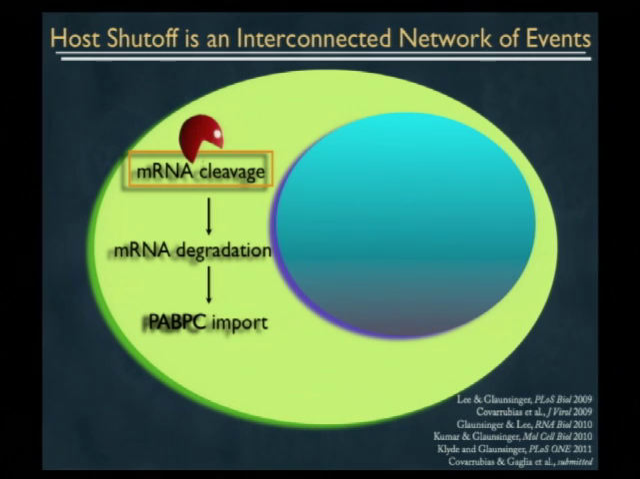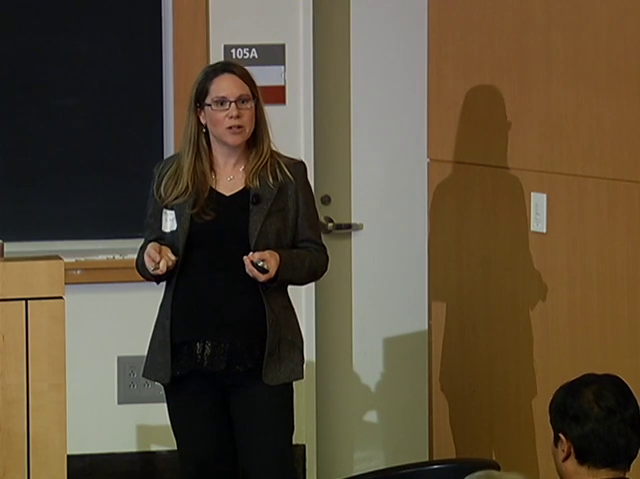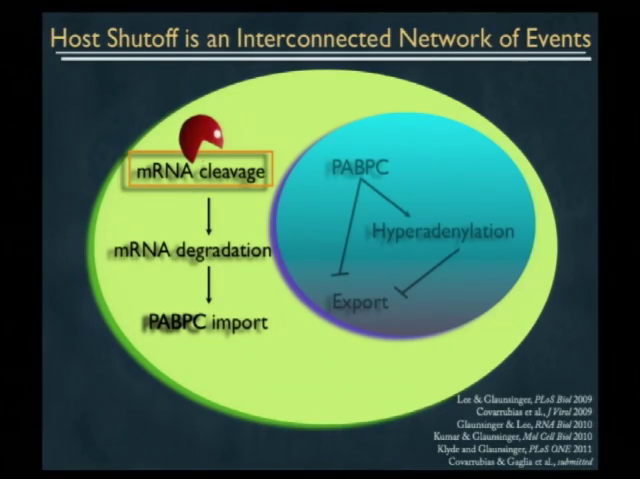And what we've found is that this liberation of PABPC reveals one or more non-canonical nuclear localization signals in the protein, causing it to translocate to the nucleus and accumulate there at higher than physiologic levels.